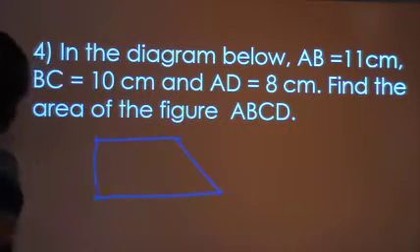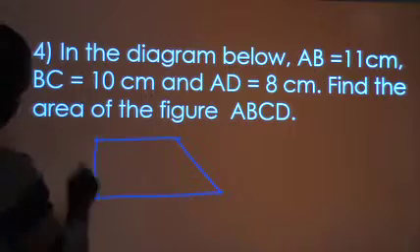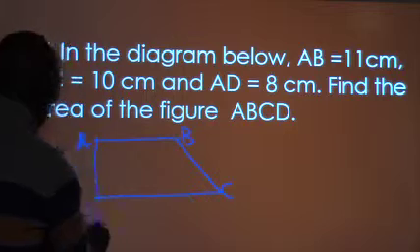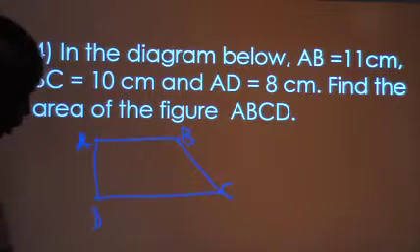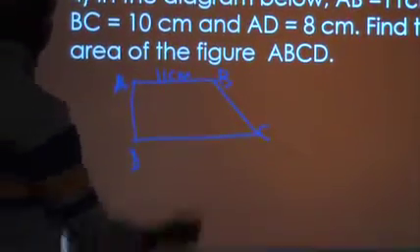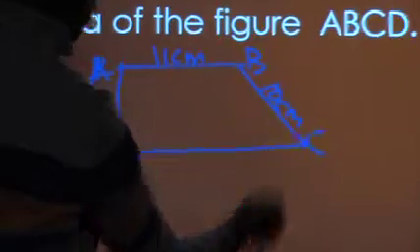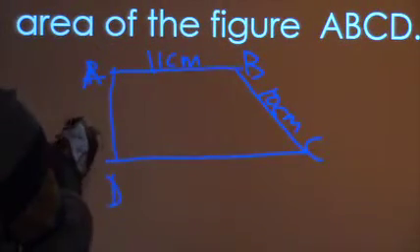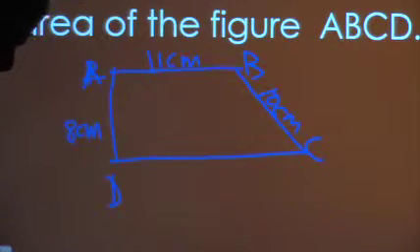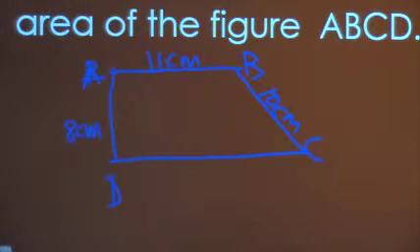So we have a trapezoid. Let's label our trapezoid as A, B, C, D. We say AB is 11 centimeters. We say BC is 10 centimeters. We say AD is 8 centimeters. And we want to find the area of this figure.